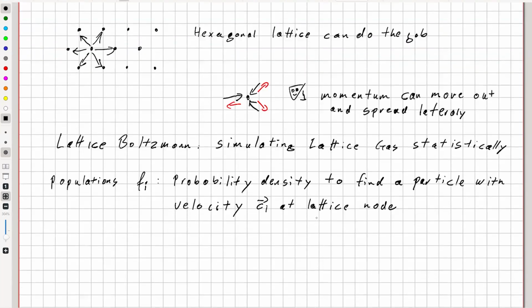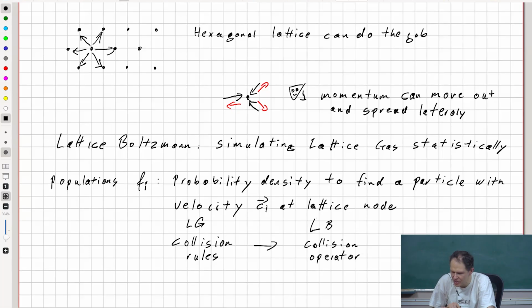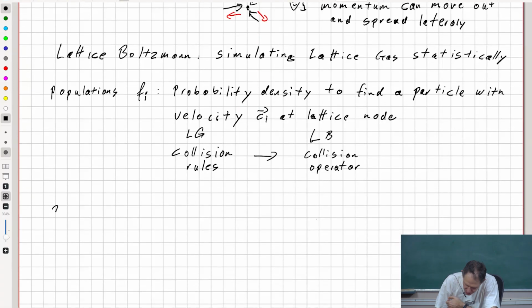So previously, in lattice gas, we have collision rules. So collision rules means particles come in this way, we make them go out that way, right? And now this goes to, in Lattice-Boltzmann, a collision operator. So here we have some distribution, and we have to change this distribution. And while doing this, we also went back to Cartesian grids.